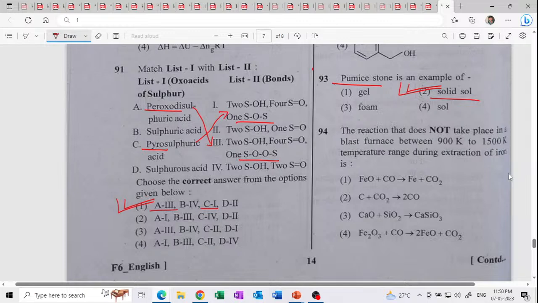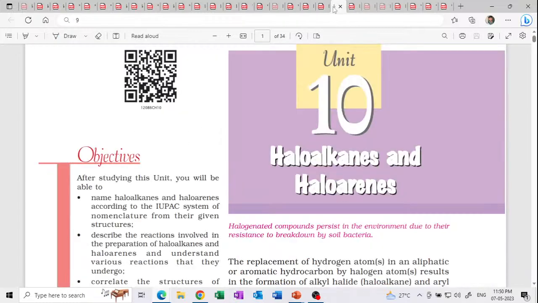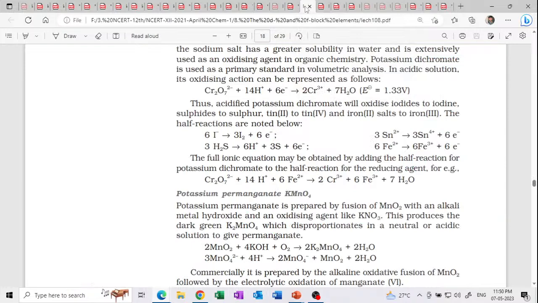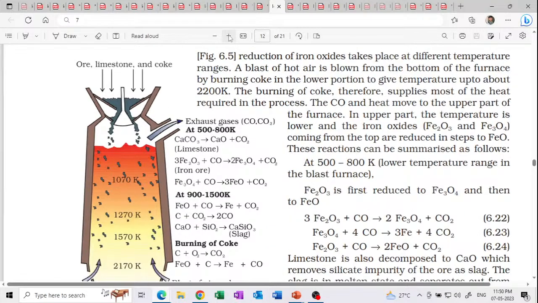The reaction that does not take place in a blast furnace between the 900 Kelvin to the 1500 Kelvin temperature range during the extraction of iron is. So this is the question from the metallurgy. Yes, this is a direct straightforward question from metallurgy. Get it? So between 900 Kelvin to 1500 Kelvin, which reaction does not happen.